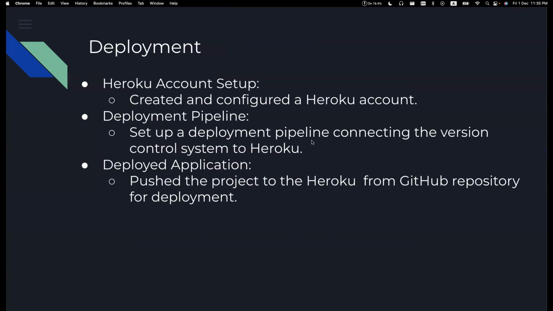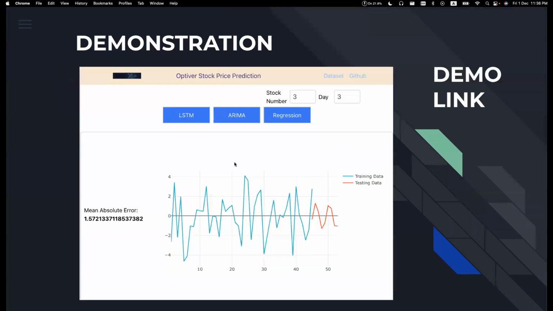So from here, it will be explained by Abhijit. Hello everyone, hello again. So I worked on the deployment. For the deployment, we use Heroku, and as the first step, we create a Heroku account. We set up the deployment pipeline for all the models, and from our branches, we directly push and deploy our project.